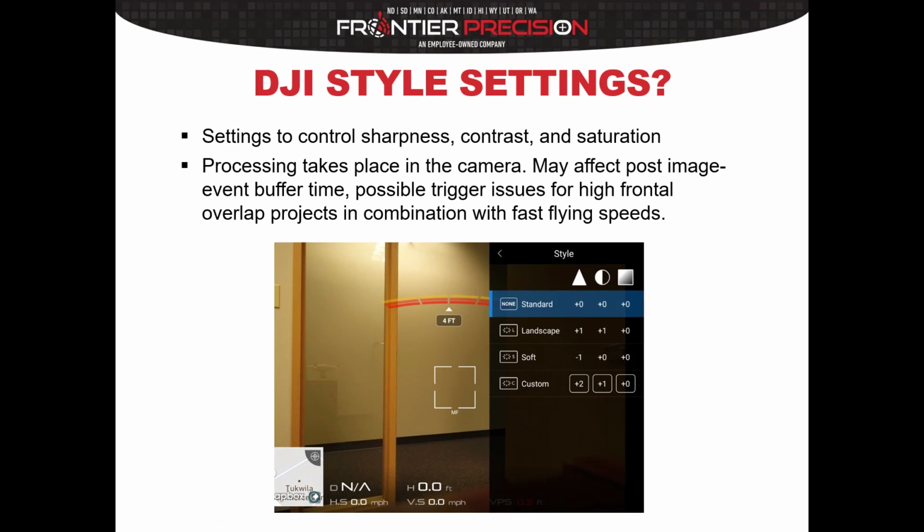If you haven't heard of the style settings before, there are options for image processing via the Phantom's camera. You can adjust sharpness, contrast, and saturation of the images. The style options for each category range from -3 to +3. There has not been much said about these settings for mapping applications, but the processing for each image may affect how quickly the camera can trigger due to additional processing time, but this has not yet been tested to a fail point.